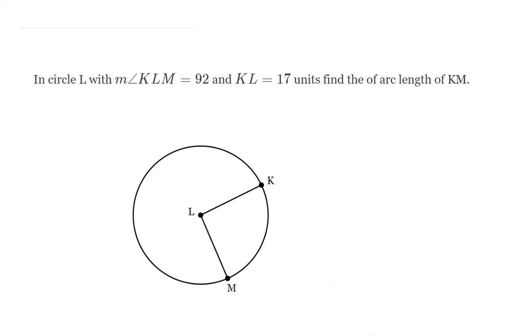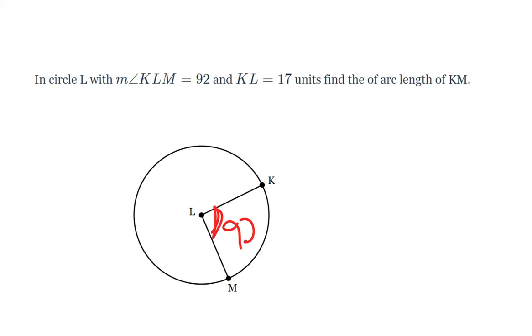And if we look at a problem for that, same kind of setup here. So I've got the angle KLM. Oops. Got my angle KLM here. And I know that is 92 degrees. My radius from K to L is 17 units. I'm trying to find the arc length from K to M, which would be from here to here.